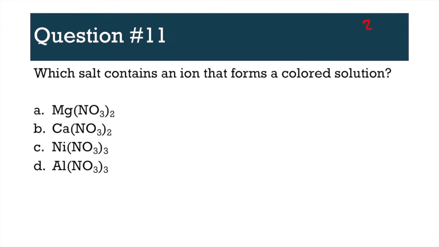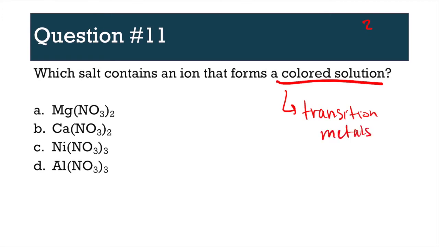Okay, moving forward, our next question, number 11: which salt contains an ion that forms a colored solution? Right off the bat, you're probably wondering how you're supposed to know this. The keyword here is colored solution. Forming colored solutions is a characteristic of something that has transition metals in it. Remember, that's groups 3 all the way through 12.